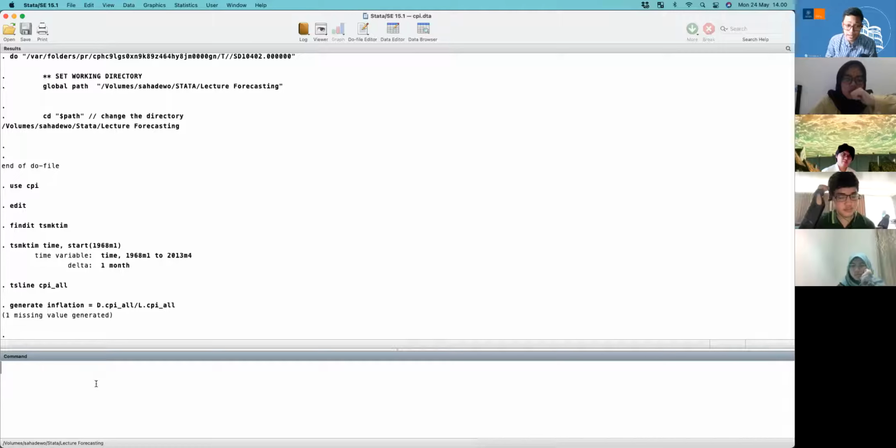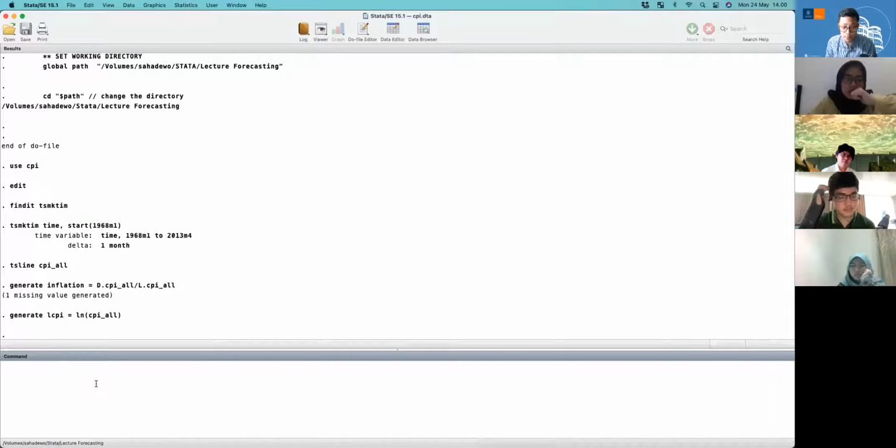And the second one is to use logarithmic transformation. So before I do any calculation of the inflation, I'm going to generate LCPI, which is the logarithmic transformation of CPI all. And after I calculate the LCPI, I'm going to generate inflation. I'm going to name it just INF in this particular case. And it's actually the change in the log CPI.